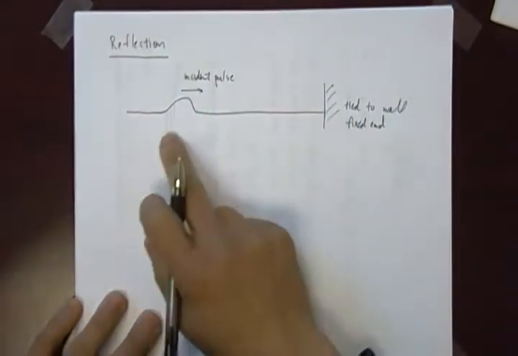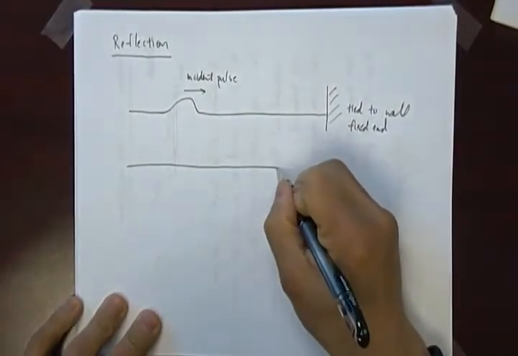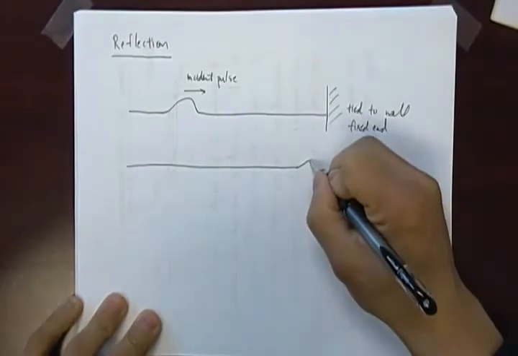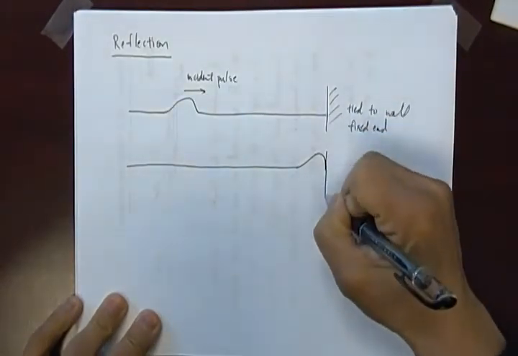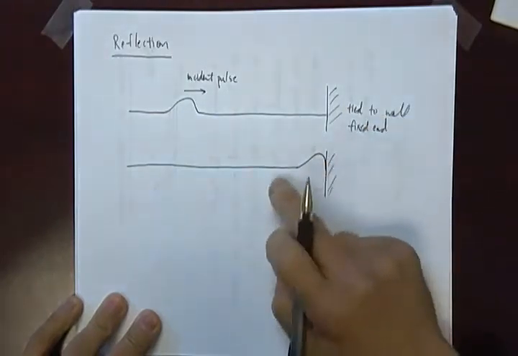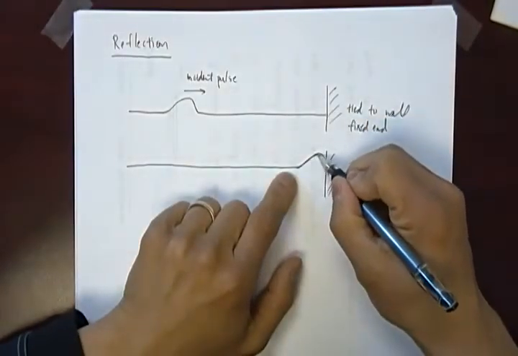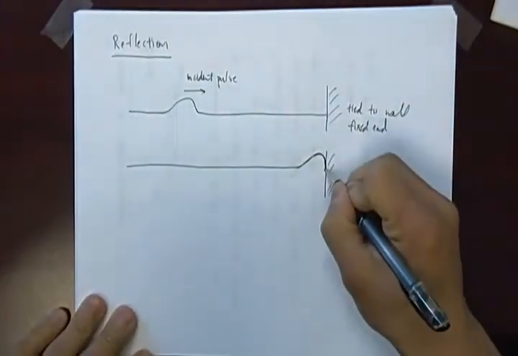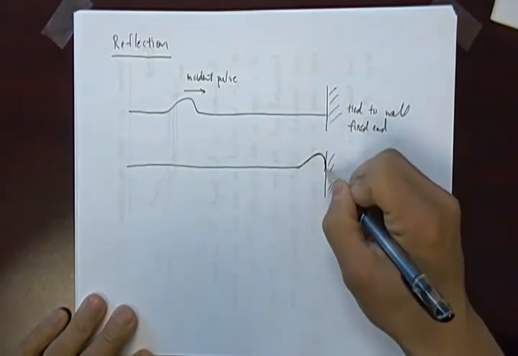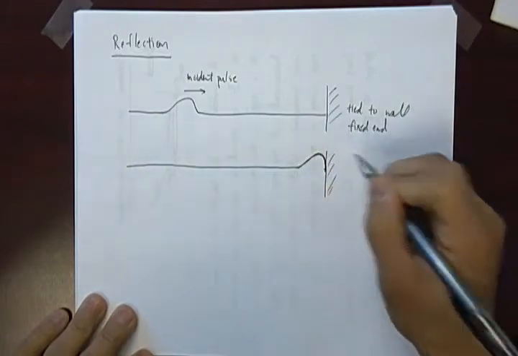Let's think a little bit qualitatively about what's going to happen. This pulse will keep going, and nothing exciting will happen until it gets close to this wall. When it's really close to the wall, because this point is fixed and not moving, the string will have this funny shape where it bends straight up like that.